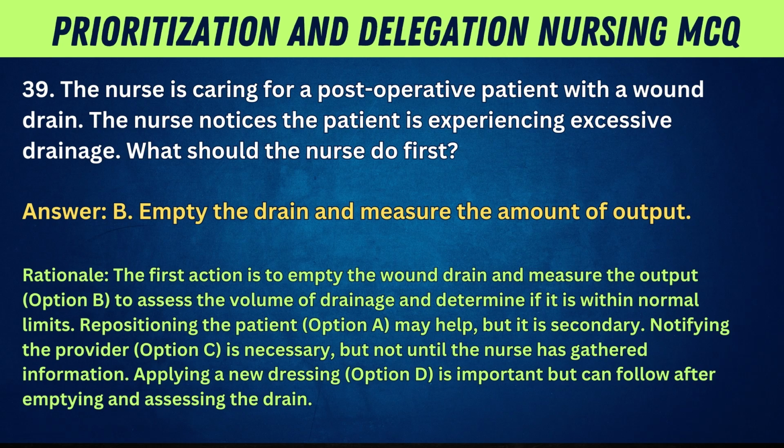Answer. B. Empty the drain and measure the amount of output. Rationale. The first action is to empty the wound drain and measure the output, option B, to assess the volume of drainage and determine if it is within normal limits. Repositioning the patient, option A, may help, but it is secondary. Notifying the provider, option C, is necessary but not until the nurse has gathered information. Applying a new dressing, option D, is important but can follow after emptying and assessing the drain.